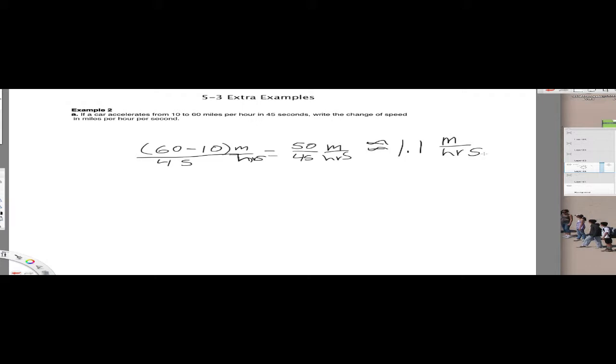That's our increase in speed going from 10 to 60 miles per hour in 45 seconds. Let's take a look at another one. And this is a part B for this same problem. If the car decelerates from 90 miles per hour to 55 miles per hour in 10 seconds, what is the change of speed in miles per hour per second?